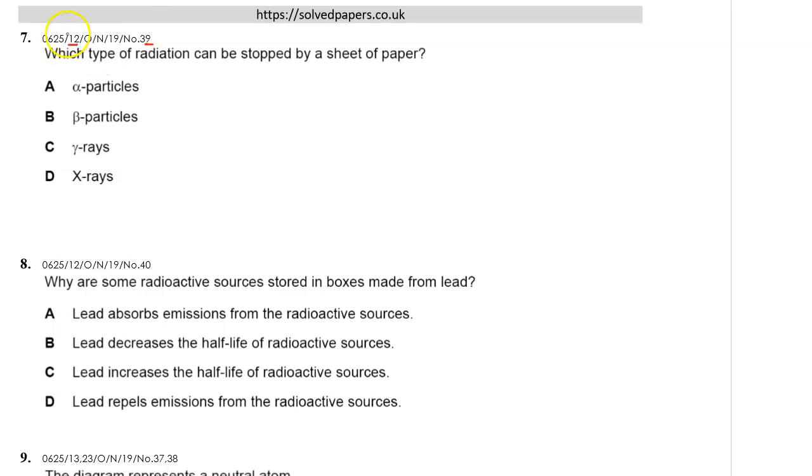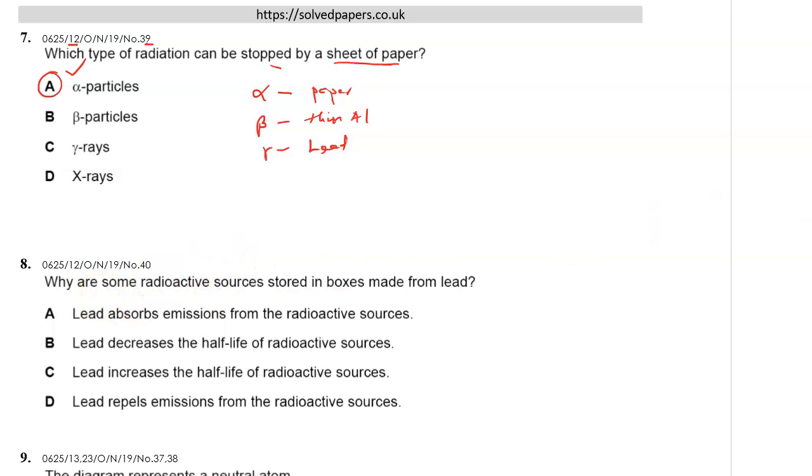Which type of radiation can be stopped by a sheet of paper? Of course, we say that alpha is stopped by paper. Beta, we have 3 types of radiations, is stopped by thin aluminium, and gamma is stopped by lead. So the question is a sheet of paper. So that basically means the answer is A.